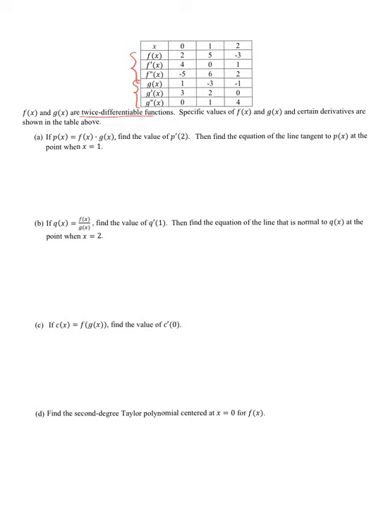Okay, so for part A, they're asking you for p of x equaling f of x times g of x, and they want you to find the derivative of p. So what you're looking at here is just product rule. So this is a product of two things, the cute little p of x for product rule. So just a reminder, let me spell that correctly. So you're just doing 1d2 and then plus 2d1, right? So that's your basic product rule.